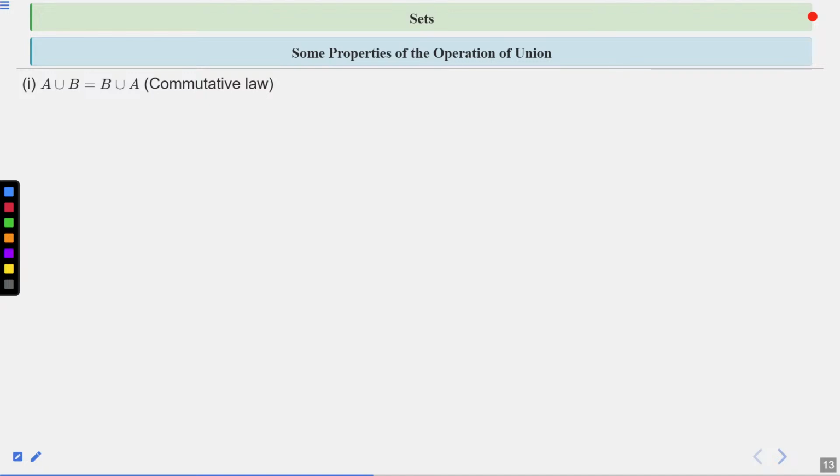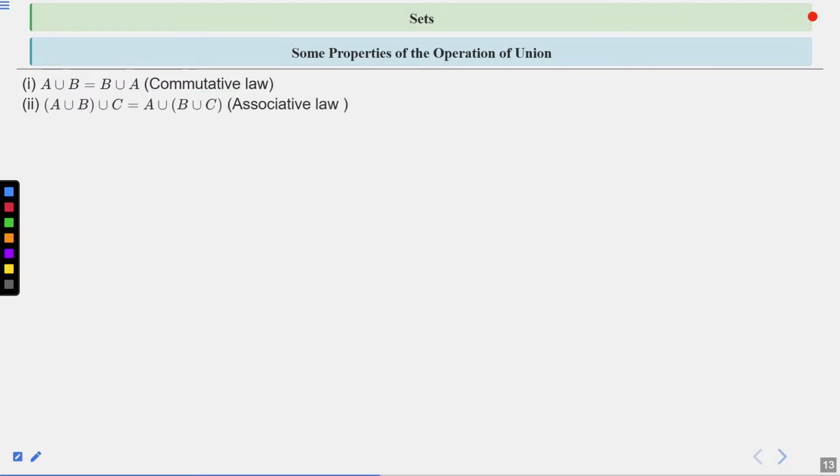Now, some properties related to union. A union B is the same as B union A. As you are collecting, first you collect all elements from A and then all elements from B, which is the same as collecting all elements first from set B and then from A. Eventually you will get the same collection irrespective of the order. Clear? So this property shows the commutative law.